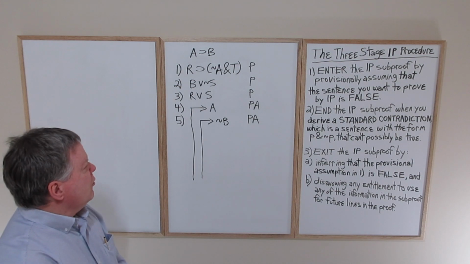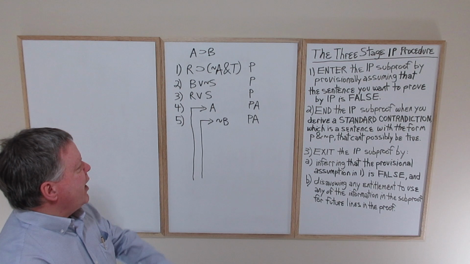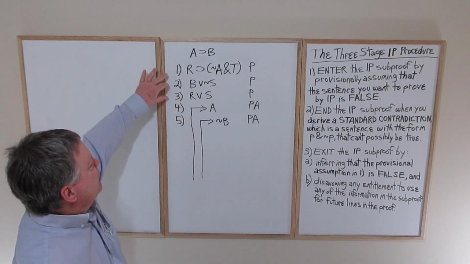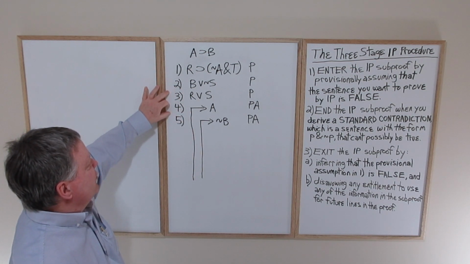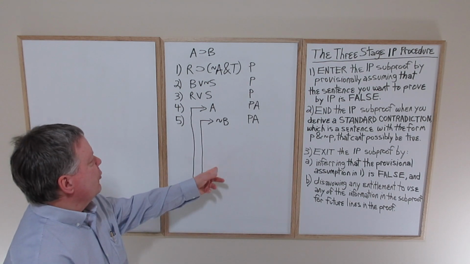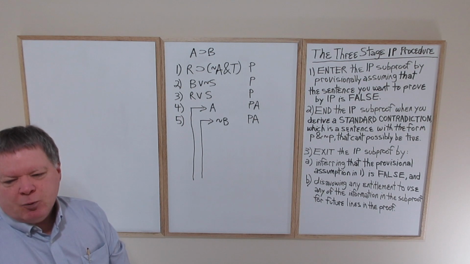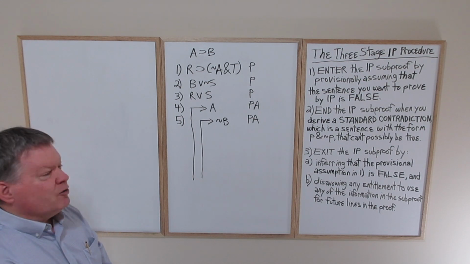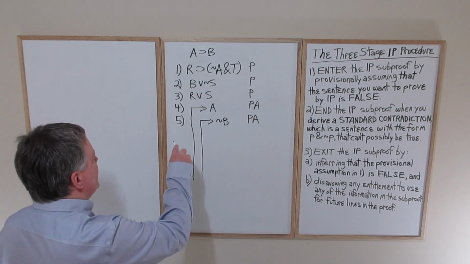Then all we have to do is derive a standard contradiction that will show that given that the original 3 premises in A are true, tilde B can't be true, so B must be true, and then we can exit the initial subproof with the CP.